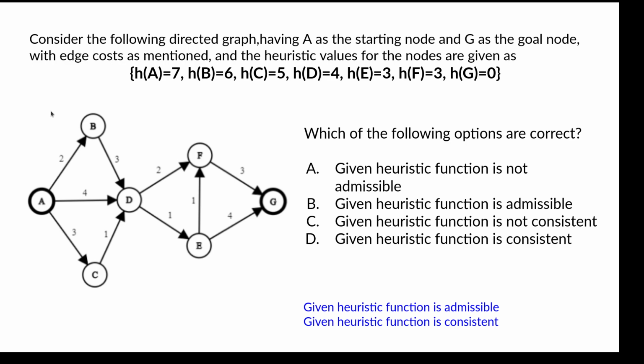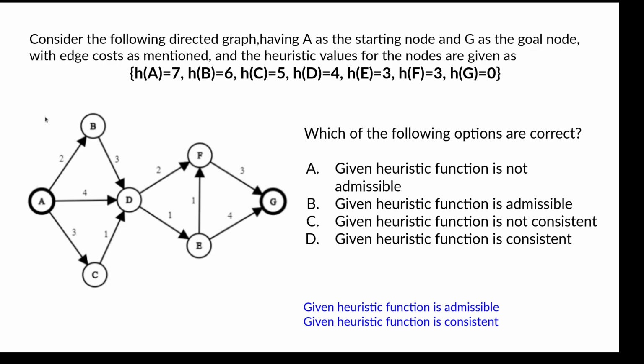So the consistent definition was that if there exists a path from a node to the goal state and another path, then h of n, which is going directly to, let's say, the goal, is less than or equal to the cost of the other path, the first cost plus wherever you reach, then from that node to the goal, that one sum.